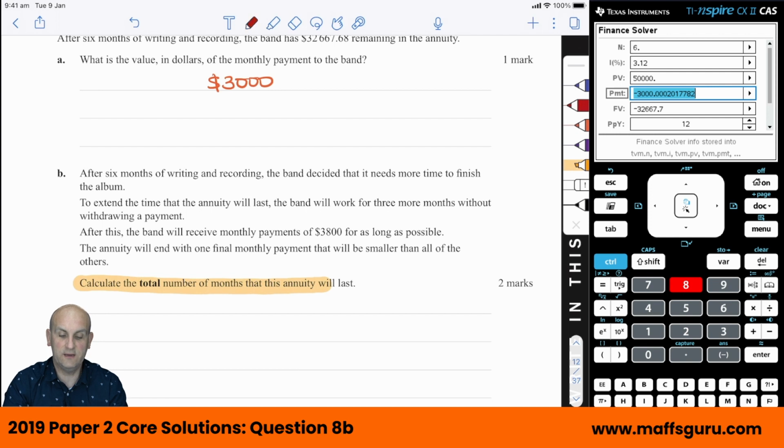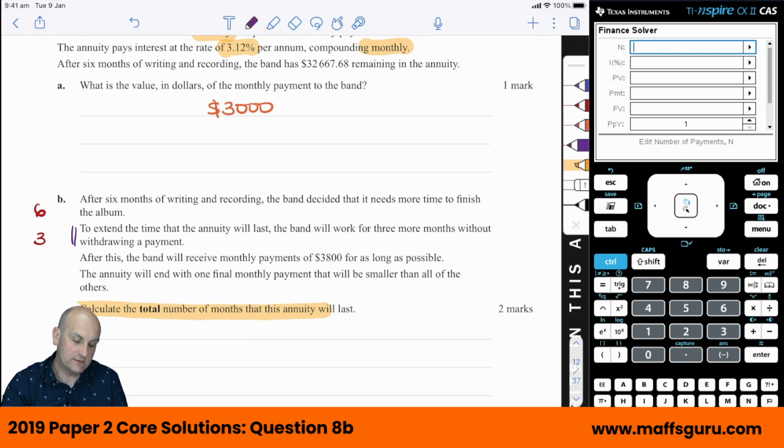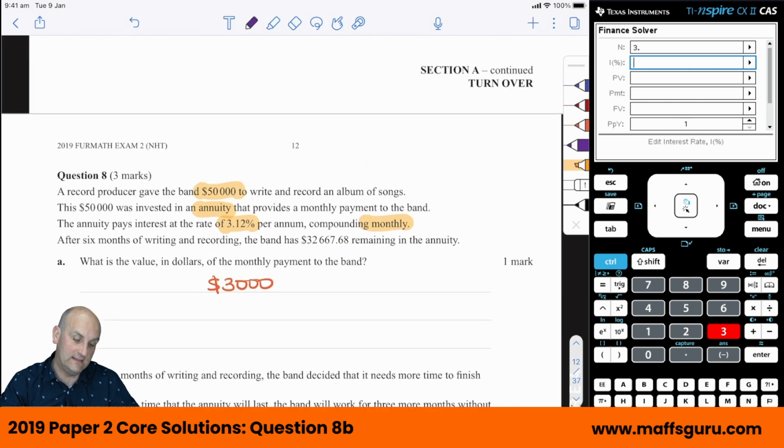Okay, so the trick here is they've already had 6 months, then there's another 3 months where they're not going to withdraw a payment. So there was a trick to this question because although they aren't getting any money, while they aren't drawing money in, they're actually going to be gaining interest on this amount of money. So what we need to do is see, after 3 months, how much money they have gained in the account.